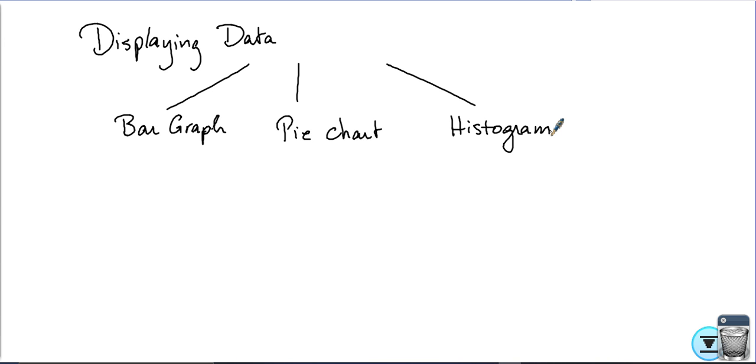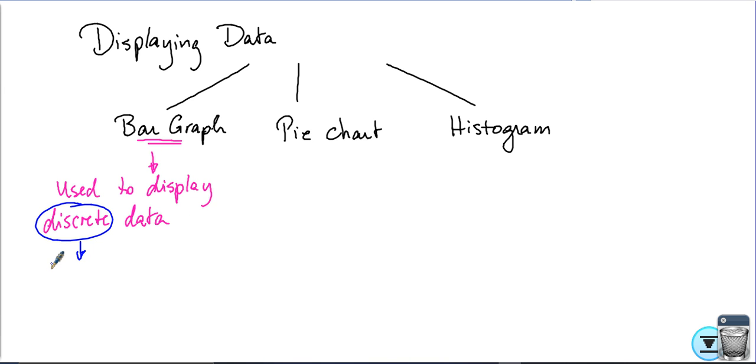What is the difference between them? Bar graphs are used to display discrete data. Data which is discrete cannot be subdivided. Okay, so discrete data cannot be subdivided. For example, I'm going to give examples.